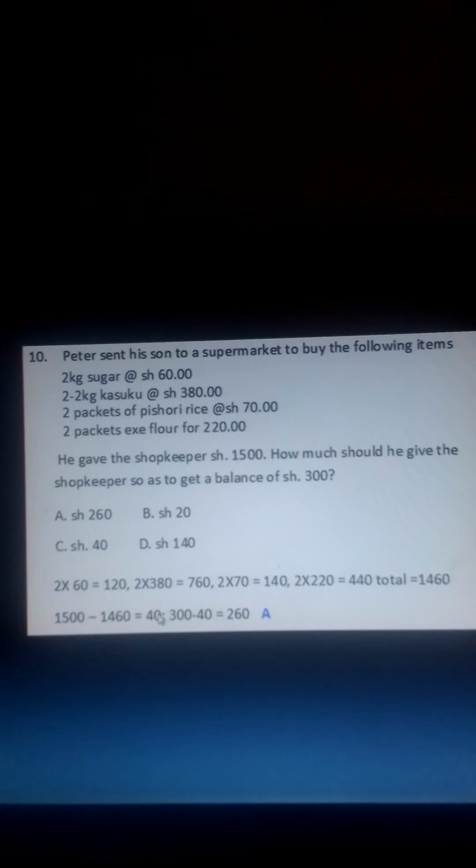But he's required to be given 300 shillings. So, how much does he give the shopkeeper? That is 300 minus 40, 260. So if we gave the shopkeeper 260, the shopkeeper would conveniently give him 300 shillings as change. Question 11.